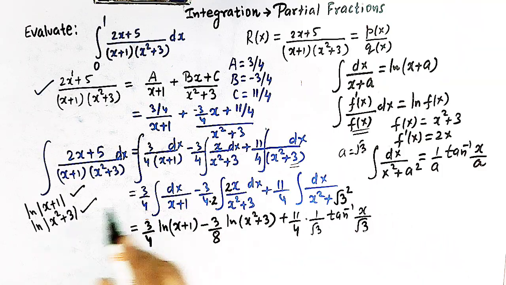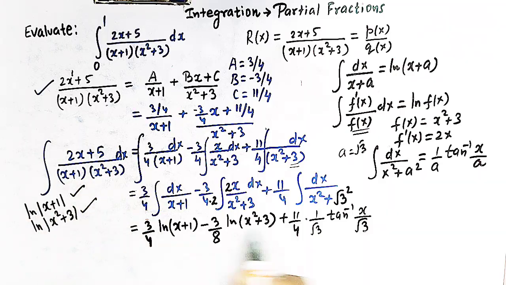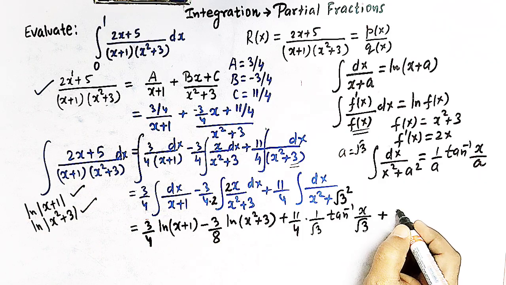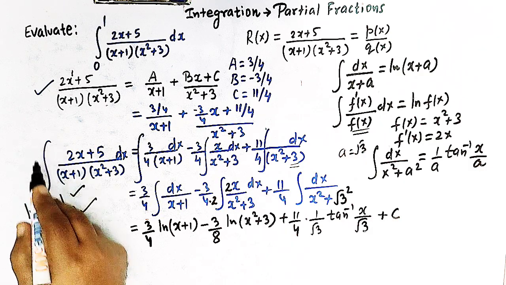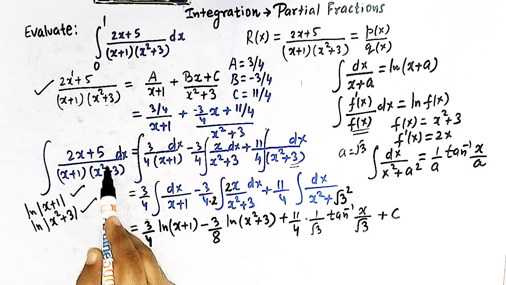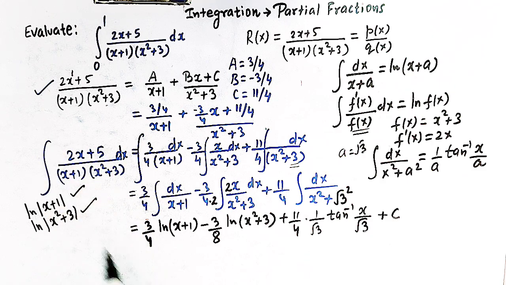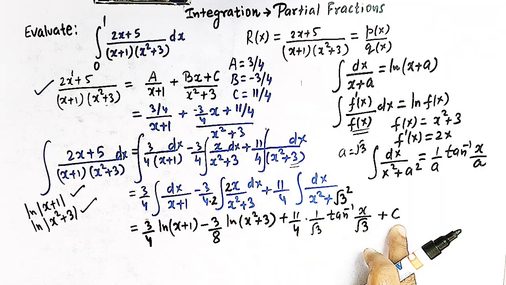And here if we wish to find out the indefinite integral, then we must add the constant of integration, right? So the indefinite integral of this rational function is given by 3 over 4 natural log of x plus 1 minus 3 over 8 natural log of x square plus 3 plus 11 over 4 root 3 tan inverse x over root 3 plus c.